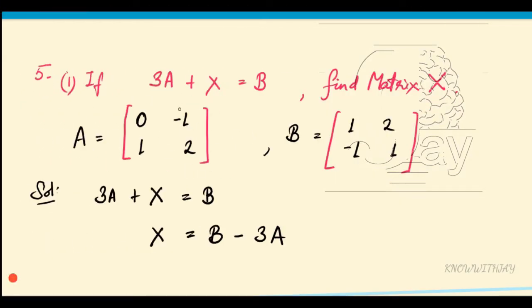So in this question we have an equation here: 3A plus X equals B, and we have to find the matrix X. You should know that when a letter is written in caps like A, X, B, these are actually matrices. So A is a matrix, X is a matrix, B is a matrix. We are going to find the matrix X. Now A is given, B is given, so both are of order 2 by 2.